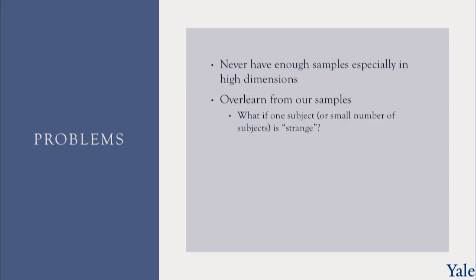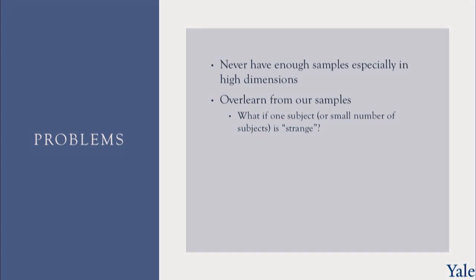Now, if I'm doing a higher level classification where I have 8 features, all of a sudden this blows up to 10 to the 8, and I need millions of people to fill in my space. So you can imagine very quickly we run out of the ability to have enough samples as the dimensionality goes high. The other big problem in machine learning is that we can overlearn from our samples.